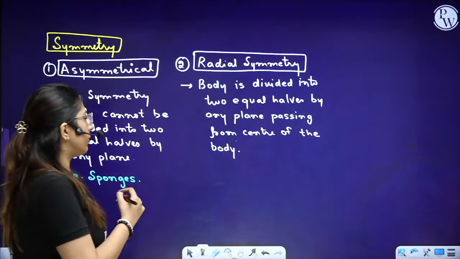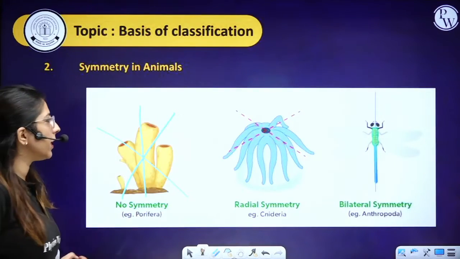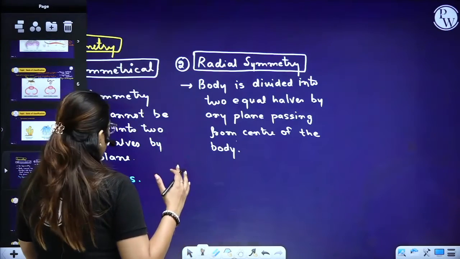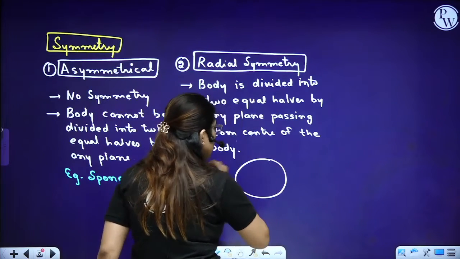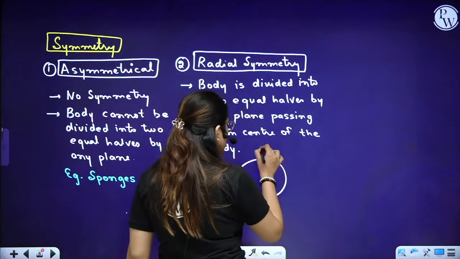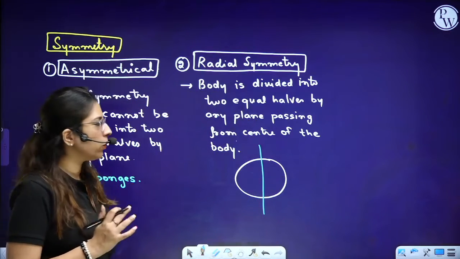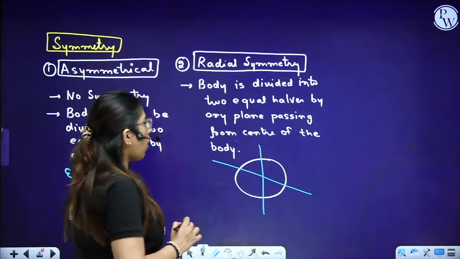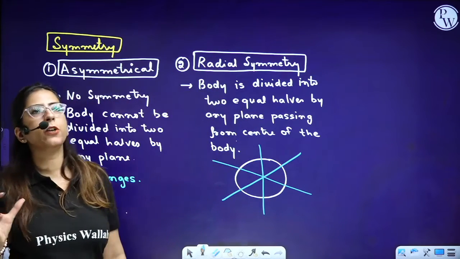Clear? I'll tell you about it. For example, buddies, you can take the cnidarians. So cnidarians can be divided in this way. Another beautiful example I'll give you. Now, suppose some organism is like this. If you want to cut this organism, you can choose this plane, right? The organism will be divided into two equal halves. You can choose this plane, or you choose this plane or any other plane. The body will be divided into two equal halves.